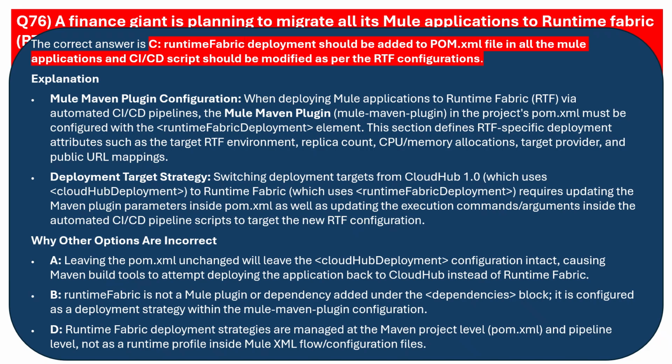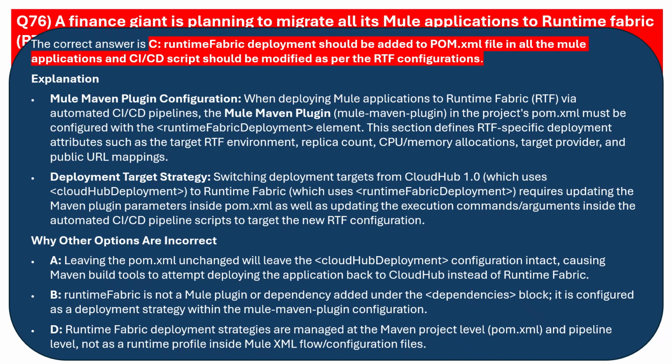URL mappings. Deployment target strategy: switching deployment targets from CloudHub 1.0, which uses CloudHub deployment, to Runtime Fabric, which uses Runtime Fabric deployment, requires updating the Maven plugin parameters inside pom.xml, as well as updating the execution commands and arguments inside the automated CI/CD pipeline scripts to target the new RTF configuration. Why other options are incorrect?